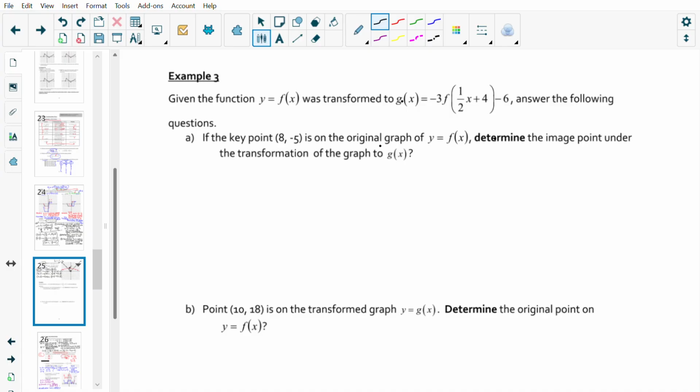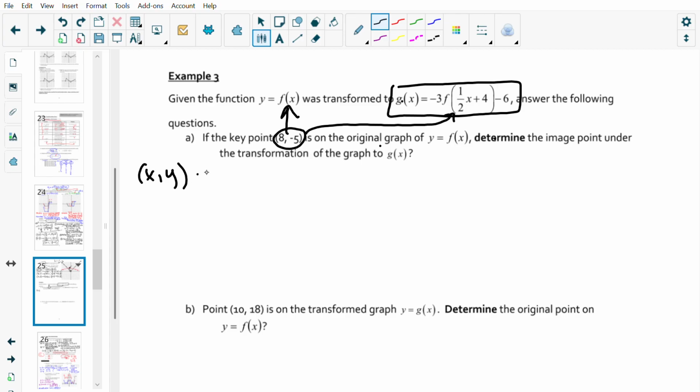Okay, so I start with f of x. I go to g of x, apply a whole bunch of transformations. If I have the original point on f of x, 8, -5, right? So 8, -5. What will this point look like? Or what will it be? What are the new coordinates under this new function? That's what we're asking. Okay, let's do some mapping notation.